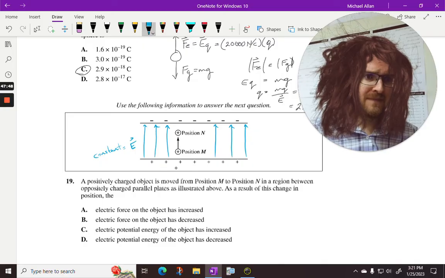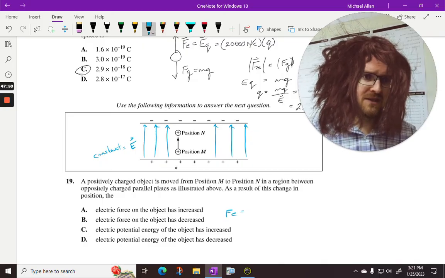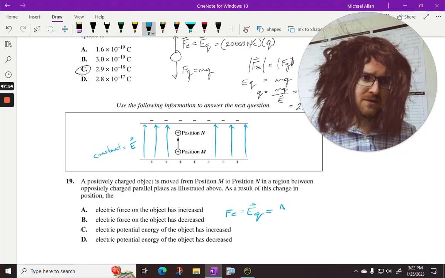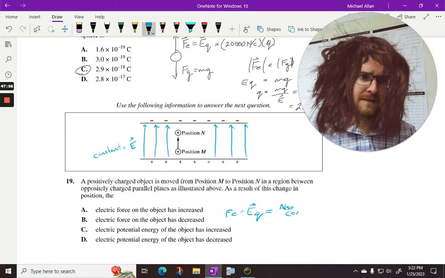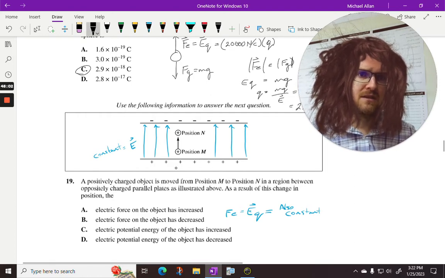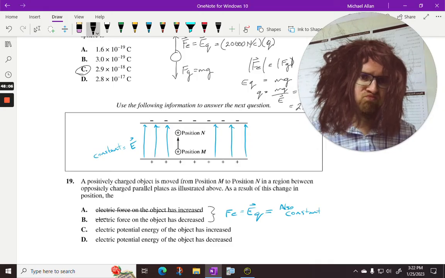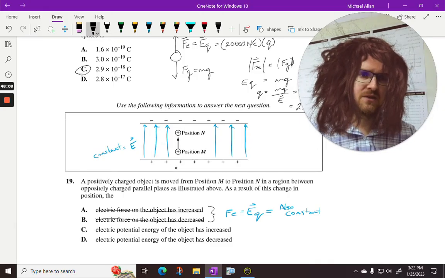Because of that, if Fe is equal to E times Q, then this is also constant. Because charge is constant and the E is constant, the force is also constant. So it's not going to change, it's not going to increase or decrease.